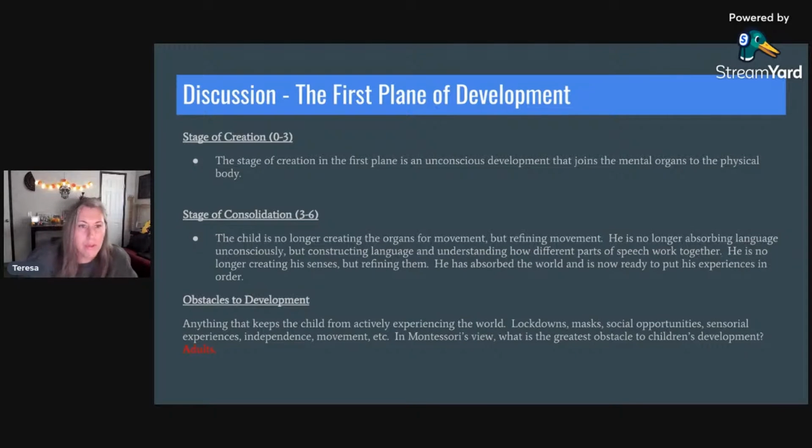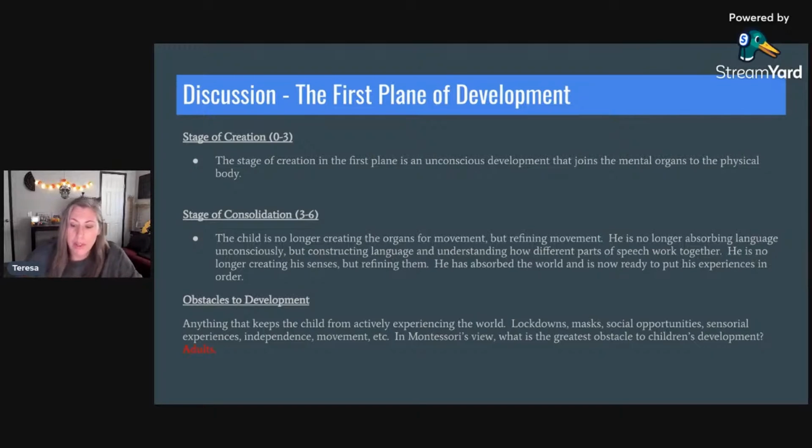And if you are familiar with Montessori, you know that I just talked about the different sensitive periods. So when we get to the stage of consolidation, we're really focusing on those sensitive periods. The child has already accomplished so much in these first 3 years that now he has to do something with it. He has to go out into the world and do something with all that he has created.